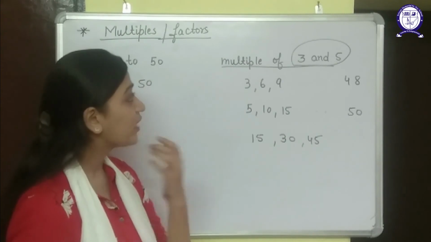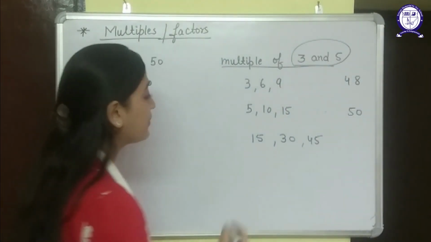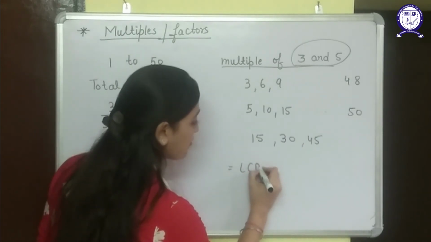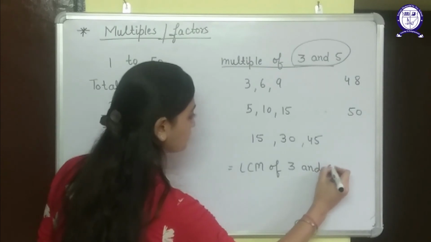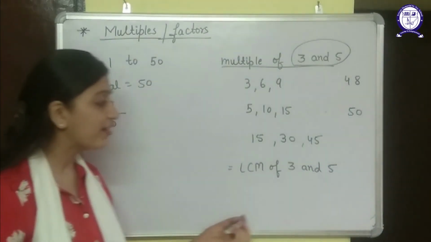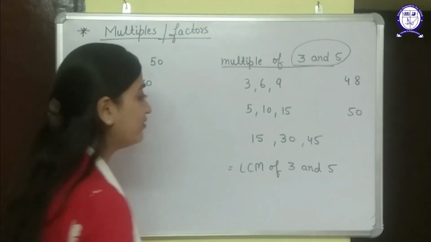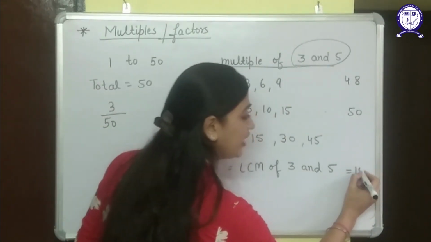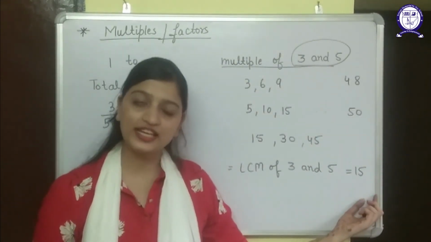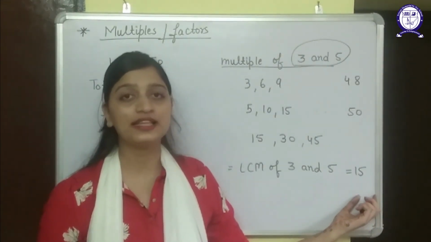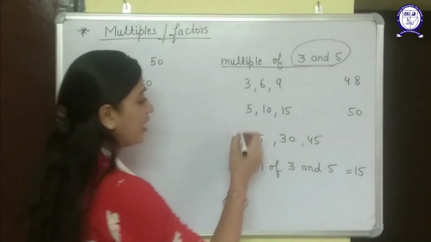Now what's the trick? The common multiples of 3 and 5 will be nothing but the multiples of the LCM of 3 and 5. Okay? Now I have two numbers, 3 and 5. What will be the LCM of 3 and 5? That is 15. Right? The LCM of 3 and 5 is 15. So I just write the table of 15. So I got the answer very easily.